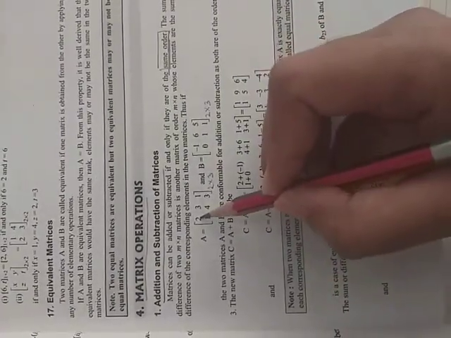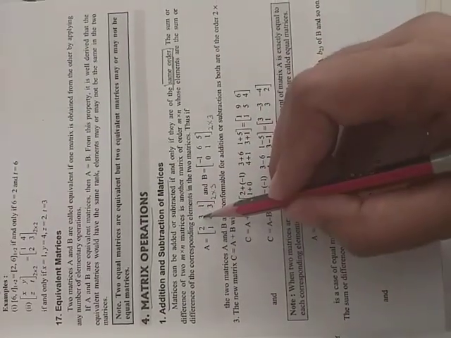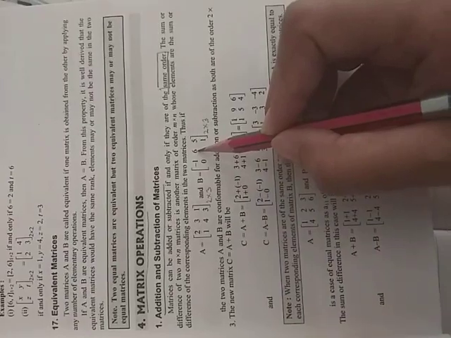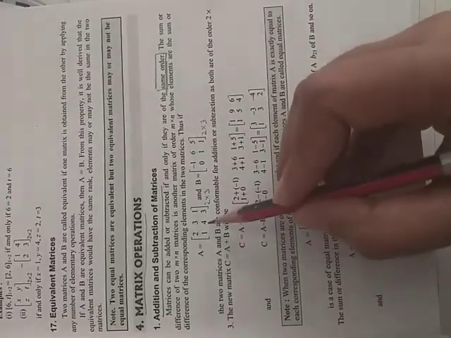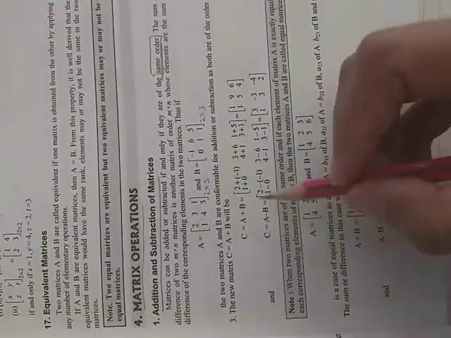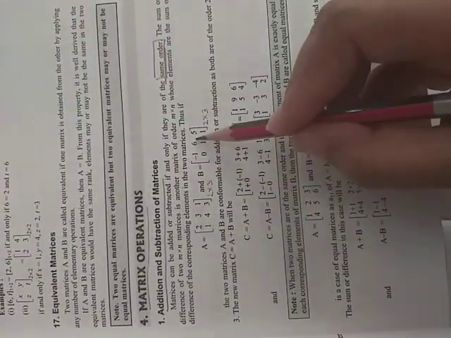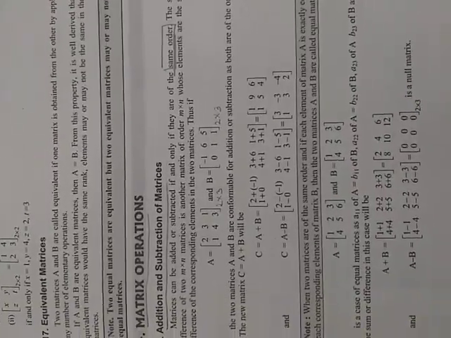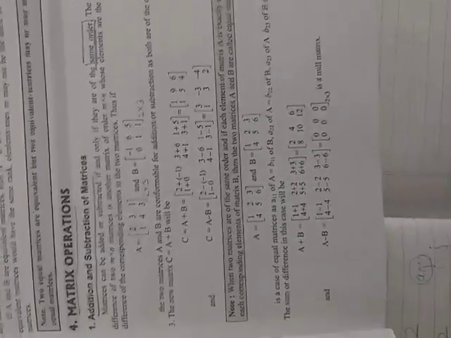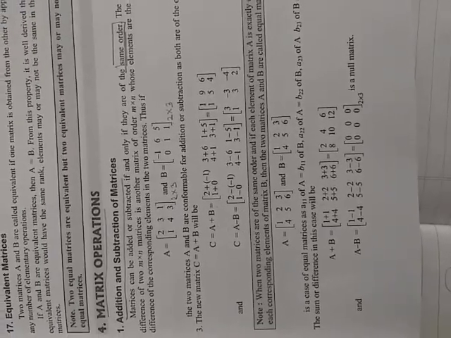Corresponding means this is first row first column, a11, and this is a11. So when I add A plus B, 2 plus minus 1 is 1. This is first row second column, 3 is first row second column, so 3 plus 6, 1 plus 5, 1 plus 0, 4 plus 1, 3 plus 1. So simple addition. Similarly subtraction: 2 minus of minus 1, 3 minus minus 6, 1 minus 5, 1 minus 0, 4 minus 1, 3 minus 1. So you can see that corresponding elements are added or subtracted when we add or subtract two matrices.